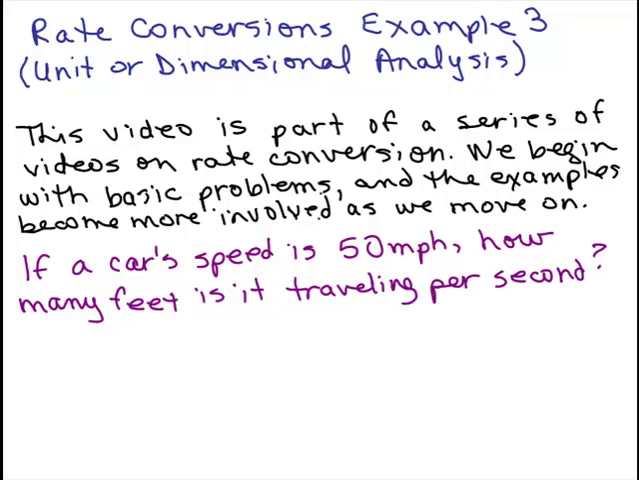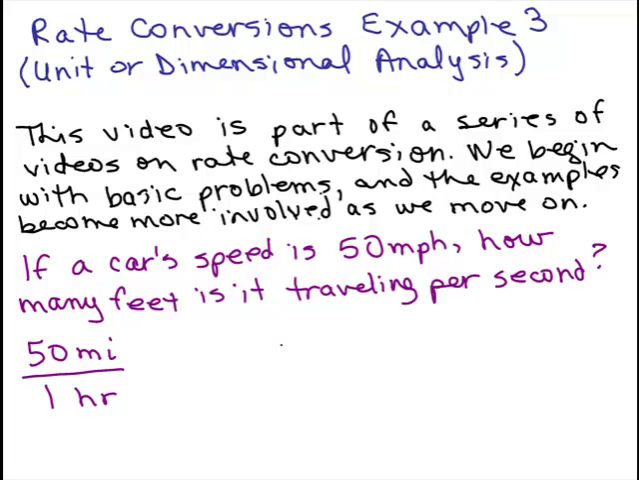This is rate conversions example 3. Make sure you've seen the first couple of examples. We're going to do this problem here. If a car's speed is 50 miles per hour, how many feet is it traveling per second? So we're going to go from 50 miles per hour to feet per second. So let's see. We've got 50 miles per, that's like your fraction bar, 1 hour. We want to change this to feet per second. So we're not going to have the miles or the hours at the end.